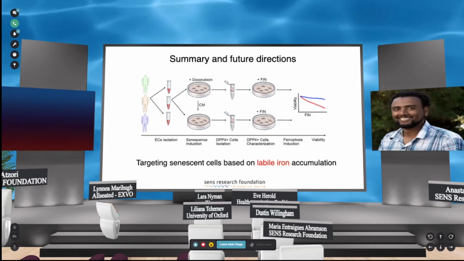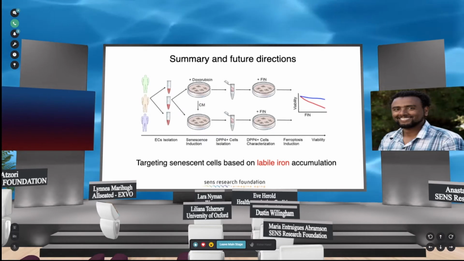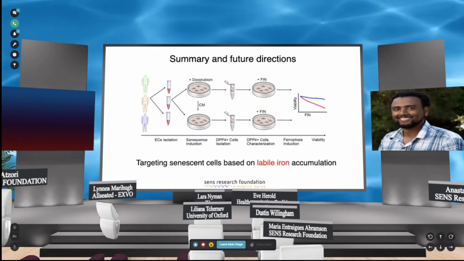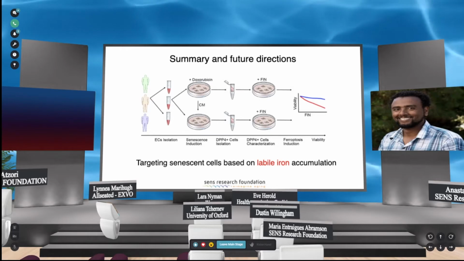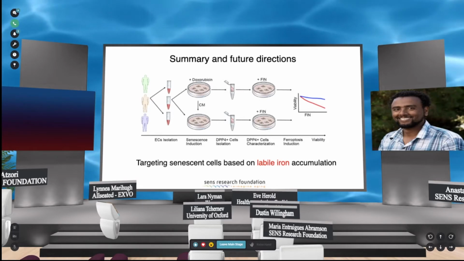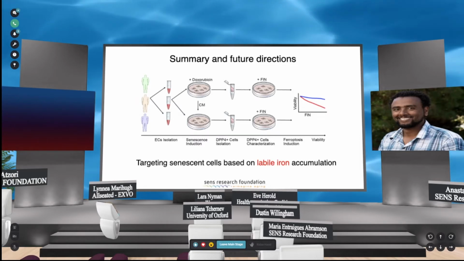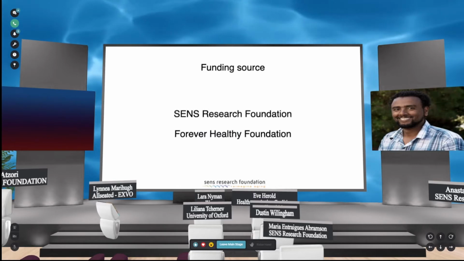We are currently also trying if this approach can be applicable in vivo, and we are trying it in the 3MR mouse model. We have very preliminary data that showed that it is really promising. I hope I will give you an update in the next presentation. But for now, this is all I have.